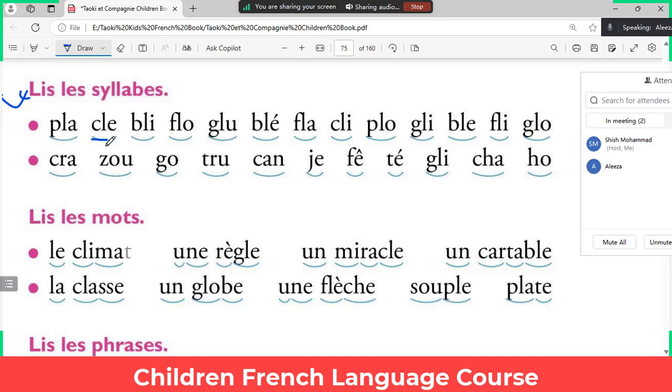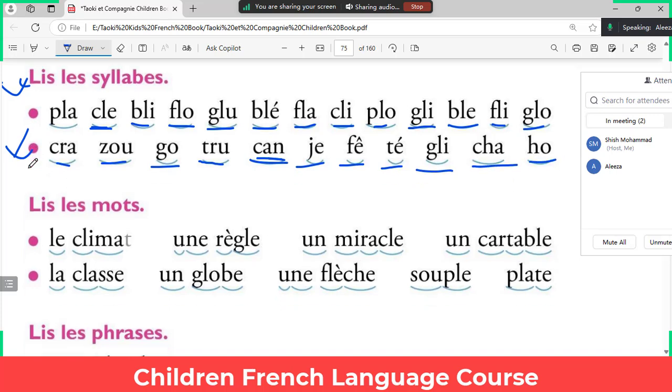Clo, yeah, it's a clo. Bli. Flo. Glue, okay. Continue. Con, con. "Ein" is "on", so con, okay? C, A, N, con. Jo. Li. Okay.